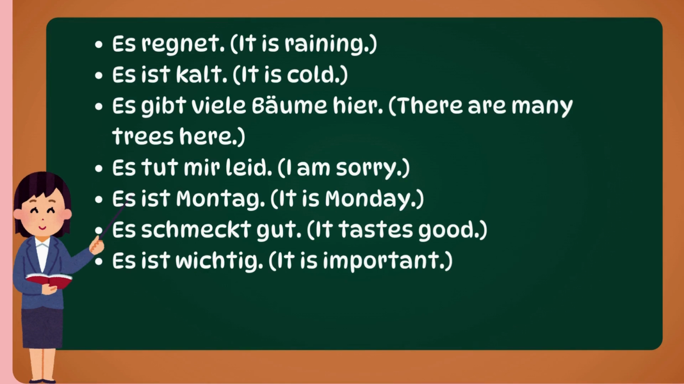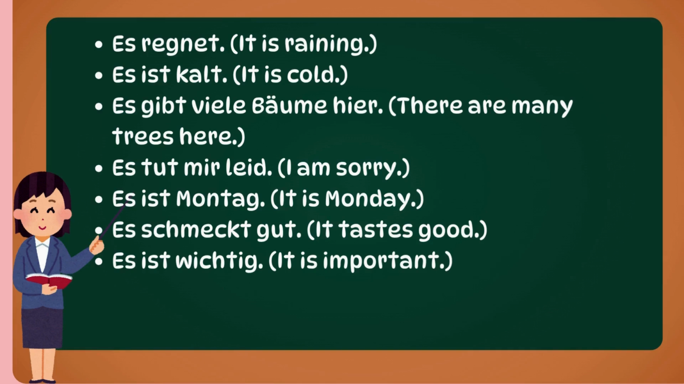Example number 5. Es ist Montag. Once again, es ist Montag, which means it is Monday. Example number 6. Es schmeckt gut. Once again, es schmeckt gut. That means it tastes good.